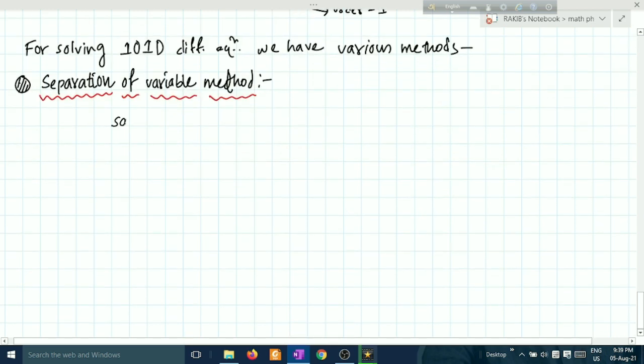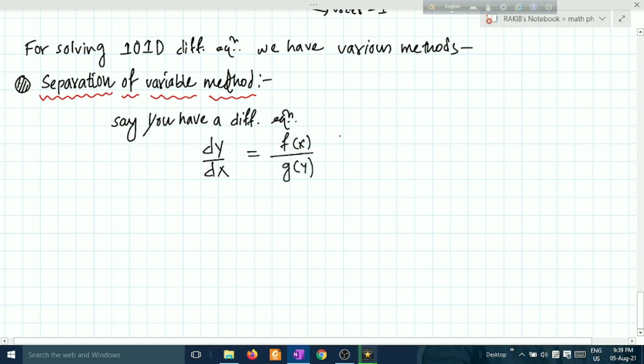Say you have a differential equation that looks like this: dy by dx is equal to f of x by g of y. Here f of x is a function of x, and g of y is a function of y. I have written g of y; you may write f of y. This is the function of y.